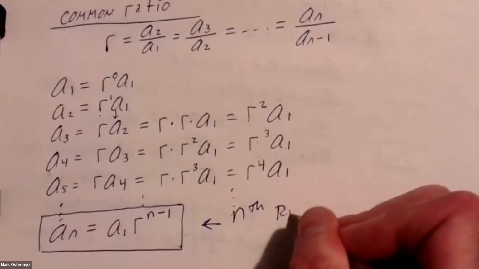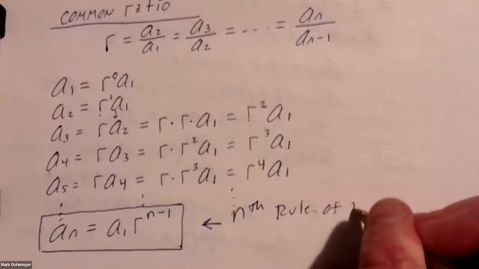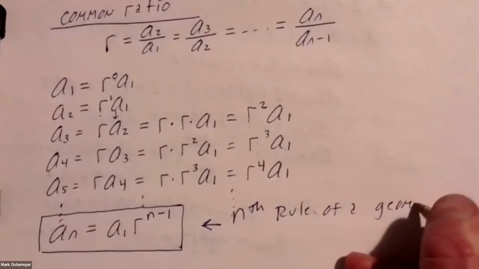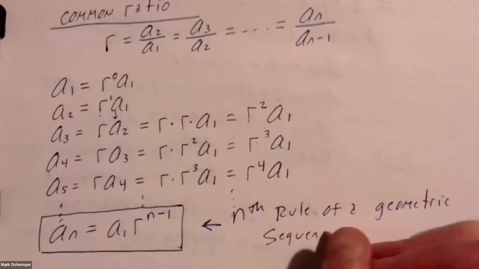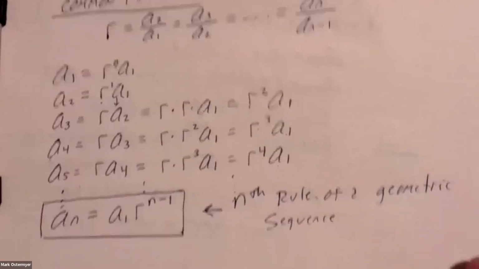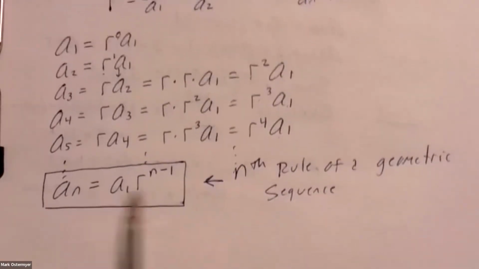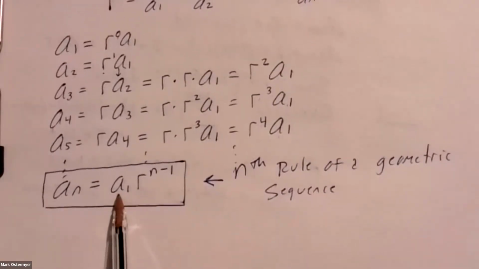This is the nth term rule of a geometric sequence. This rule will enable you to generate any term of a geometric sequence, provided you know the first term and also the common ratio.